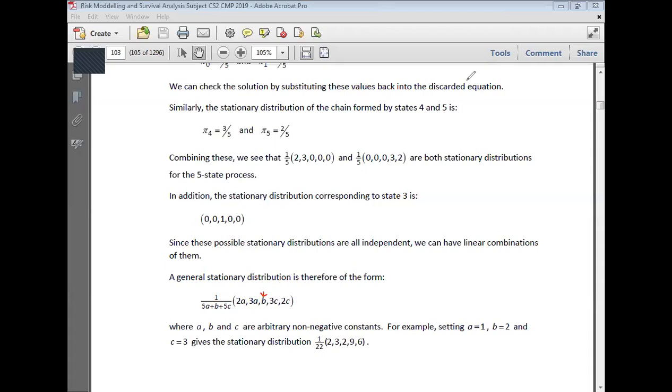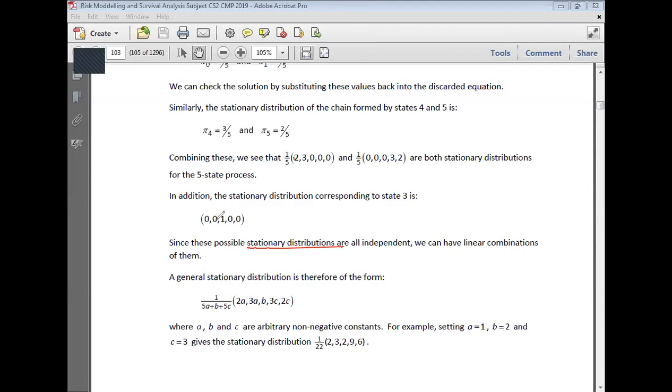I know that every time this should add up to 1. Anytime I write a particular stationary distribution, it should always add up to 1. So I see that 2 by 5 plus 3 by 5 is 1, check. 3 by 5 plus 2 by 5 is 1, check. Here 1, check, right? It adds up to 1.